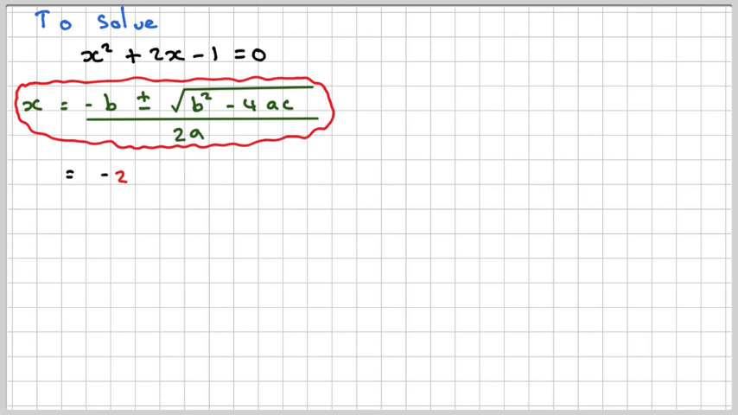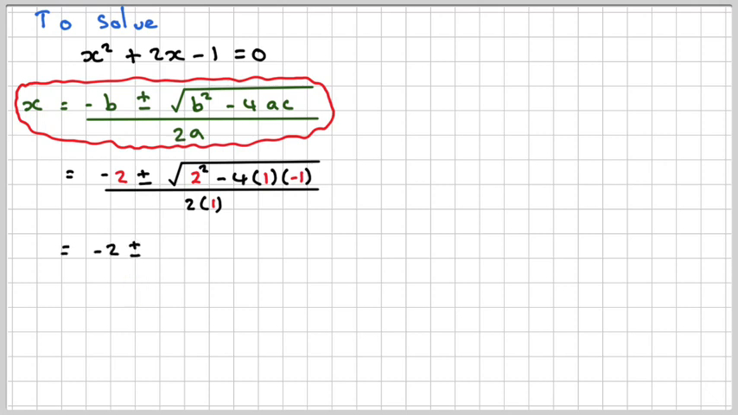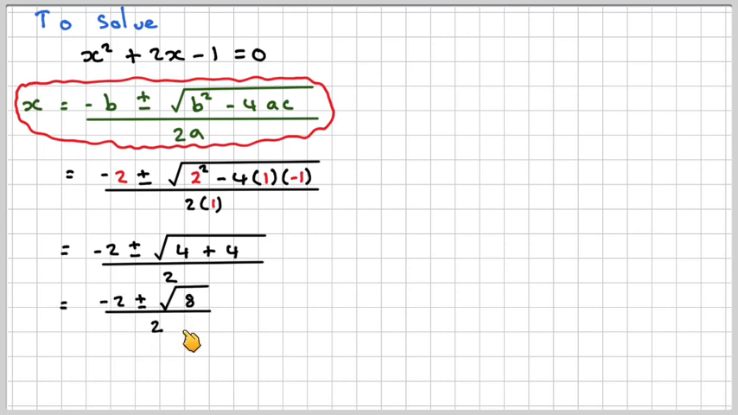Right, substituting in, we get minus 2 plus or minus the square root of 2 squared minus 4 times 1 times minus 1, all over 2 times 1. That gives me minus 2 plus or minus the square root of 4, and then minus 4 times 1 times minus 1 will give you plus 4. Be careful there. Divided by 2, which will give you minus 2 plus or minus the square root of 8 over 2. Now, 8 is the same as 4 times 2, so the square root of 4 is 2. So this will become minus 2 plus or minus 2 root 2 over 2.